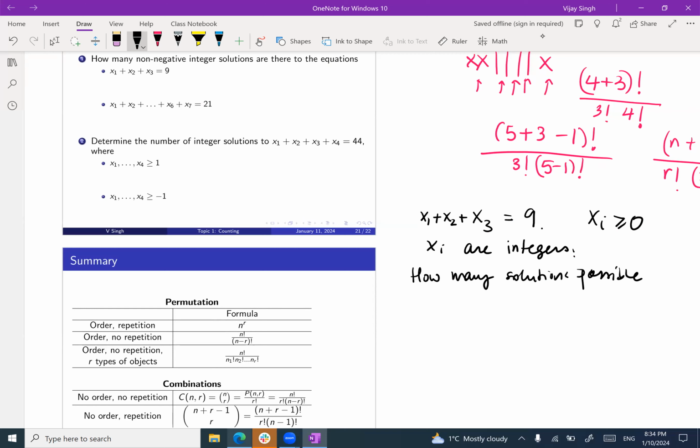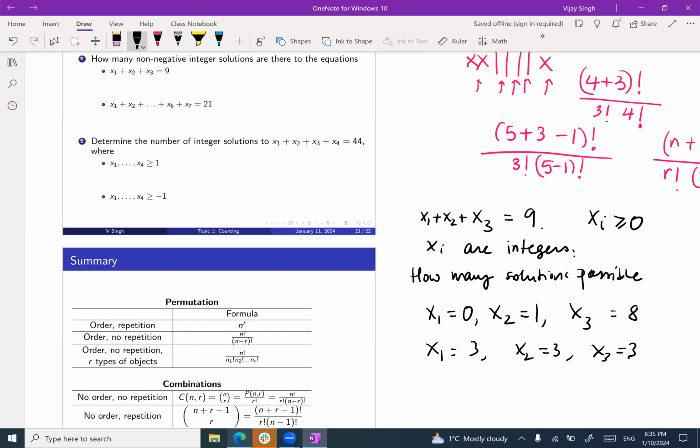You'll say, I'm not getting it. Well, let me give you one solution so that it makes sense to you. One solution is x1 equals 0, x2 equals 1, x3 equals 8. That's one solution, right? Another solution could be, anyone? x1 equals 3, x2 equals 3, x3 equals 3. This is another solution, right? So the question is, how many such solutions are possible? Note, we are only interested in integer solutions.